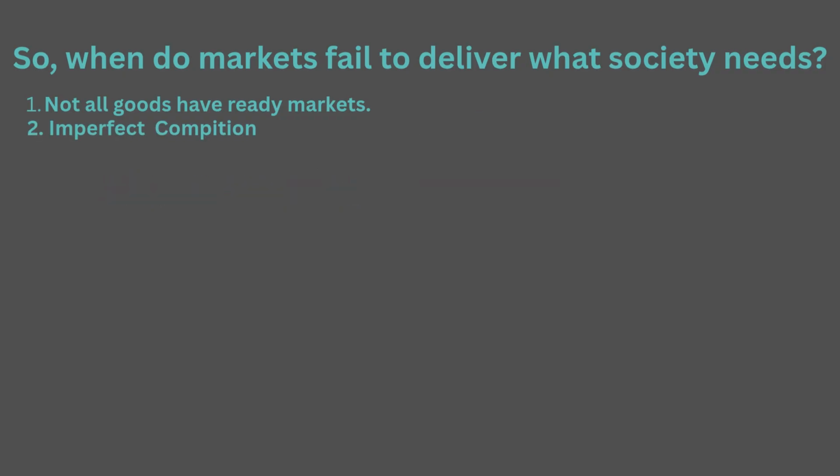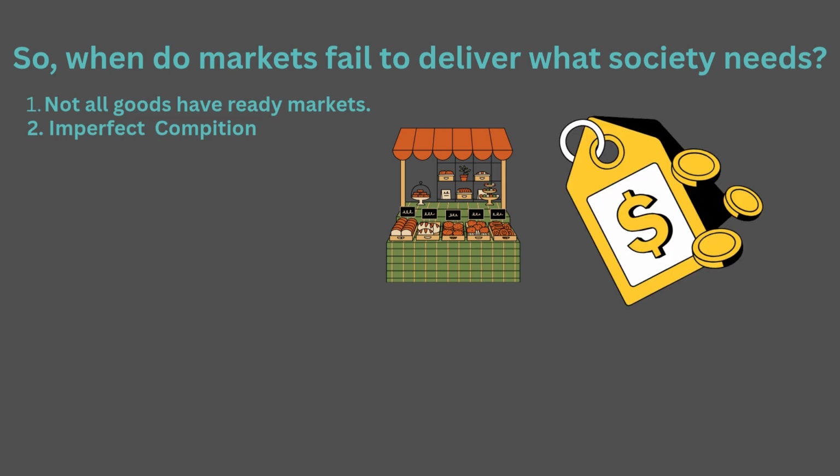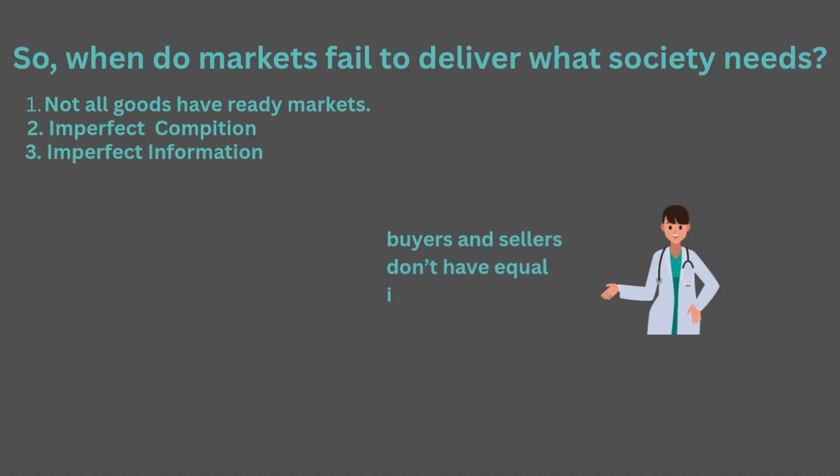Second, imperfect competition. In many industries, a few firms dominate. When a company becomes a monopoly, it can charge prices higher than the cost of production. This means fewer people can afford the good or service even if they need it. The result? A misallocation of resources. Third, imperfect information. In many cases, buyers and sellers don't have equal information. Doctors might recommend unnecessary procedures. Financial advisors may hide risks. When one party knows more than the other, markets become unfair and inefficient.